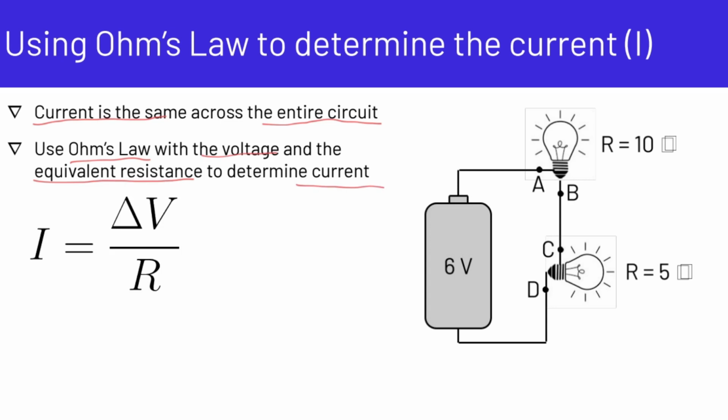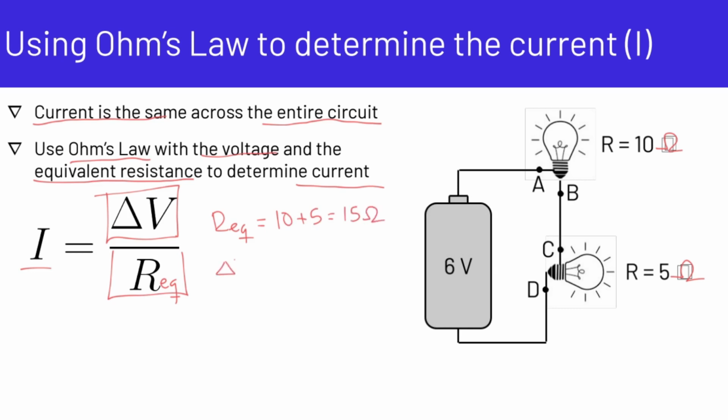We use Ohm's law solved for current in this case. So we have delta V divided by R, which is the equivalent resistance for the circuit. Let's figure out the equivalent resistance first. We have a light bulb with a resistance of 10 ohms and a light bulb with a resistance of 5 ohms. So 10 ohms plus 5 ohms equals 15 ohms. That's our equivalent resistance.